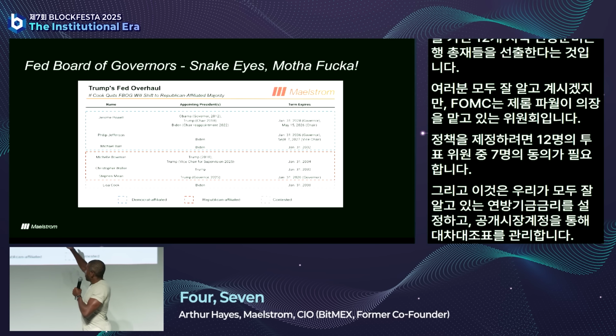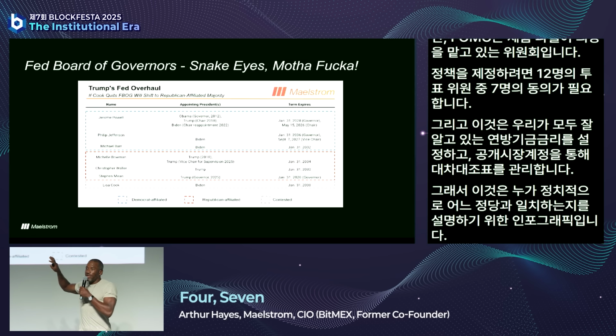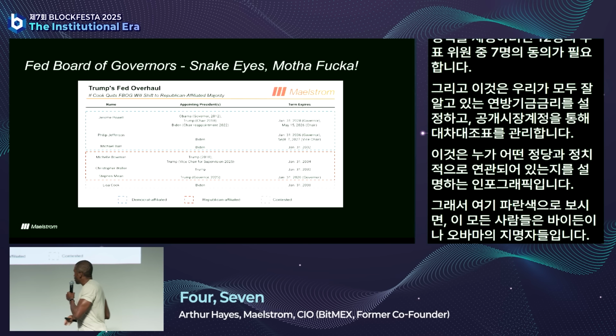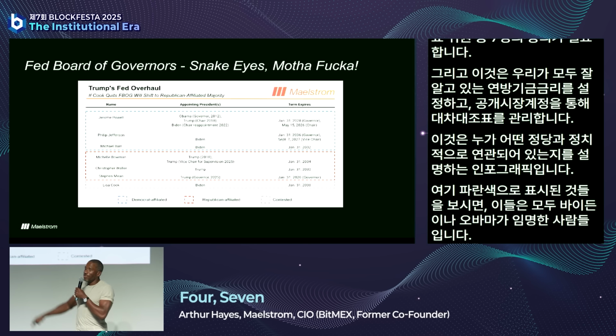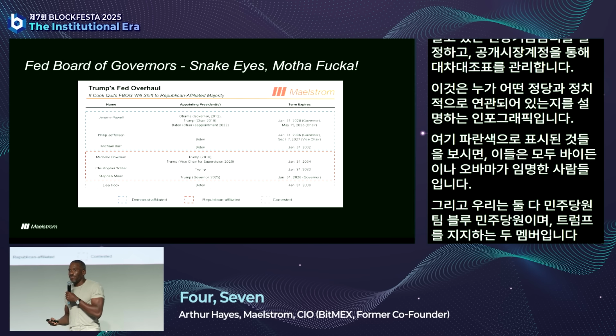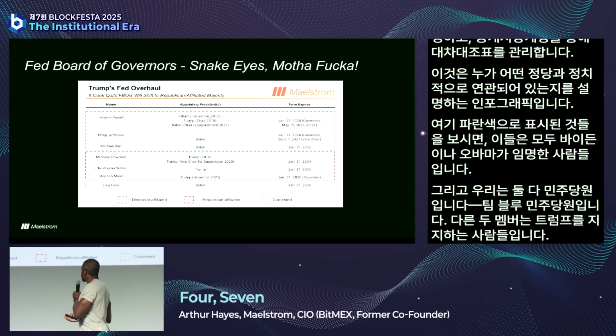So this is an infographic to describe who is politically aligned with which party. So if you see here in blue, these are all appointees of Biden or Obama, who are both Democrats, Team Blue Democrats. The 2 members that are supporters of Trump are Bowman and Waller. We know that because they dissented in the July meeting for a 25 basis point cut.